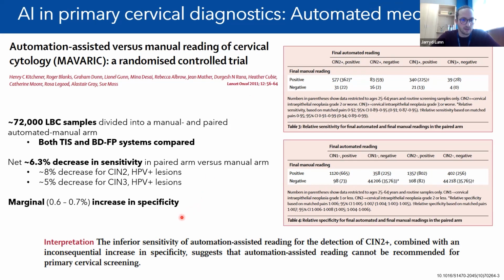And so what this meant was that the inferior sensitivities of these automation-assisted readings suggested that automation-assisted reading at that point could not be recommended for primary cervical screening. And so the systems remained adjuncts at this point to screening. But since then, there's been some interesting developments.